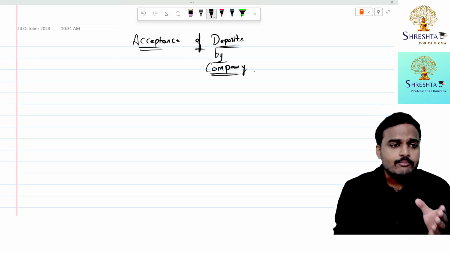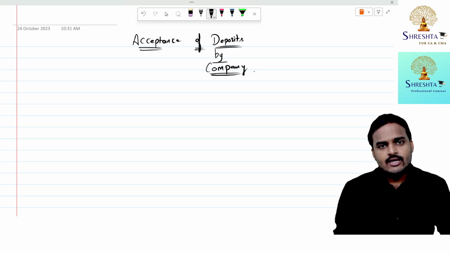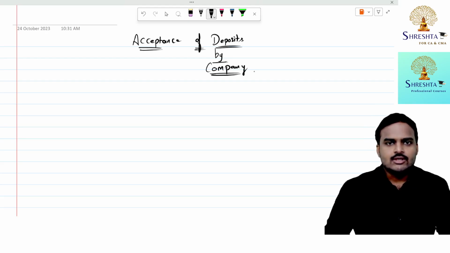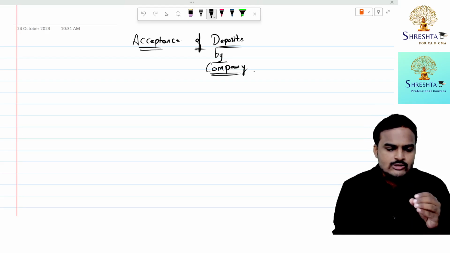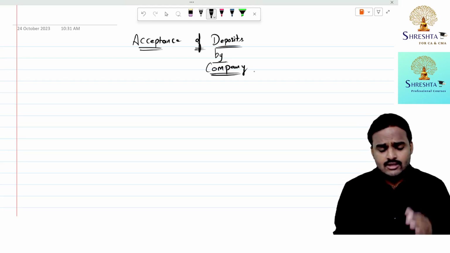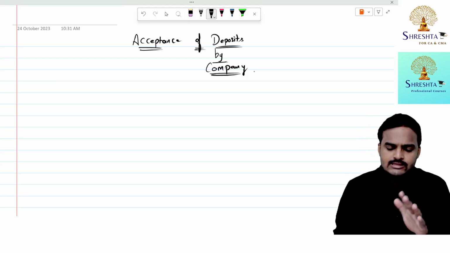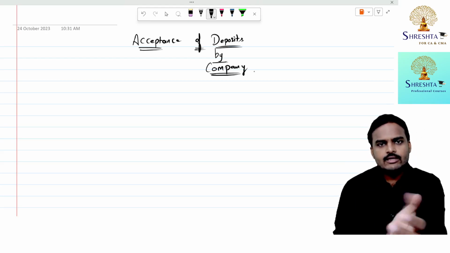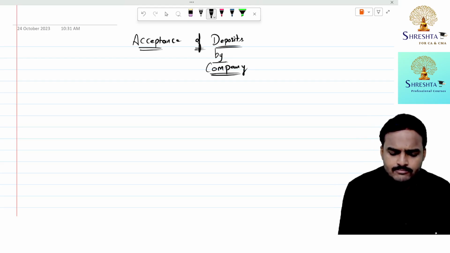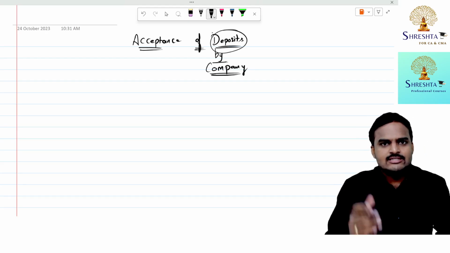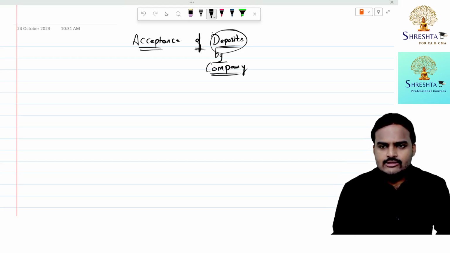A company may accept deposits from its members, and eligible companies can accept deposits from the public. So here, the deposit holders, that means those who can deposit money with companies, are members of the company. Few eligible companies may accept deposits from the public. First of all, what is the meaning of the word deposit and how does it differ from debentures? So first we'll discuss these points.